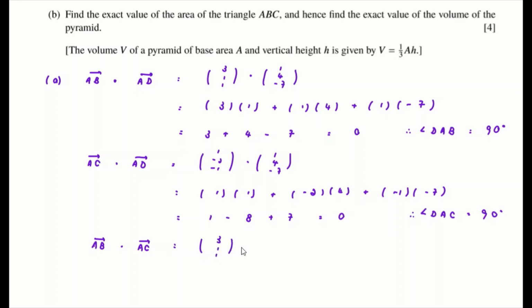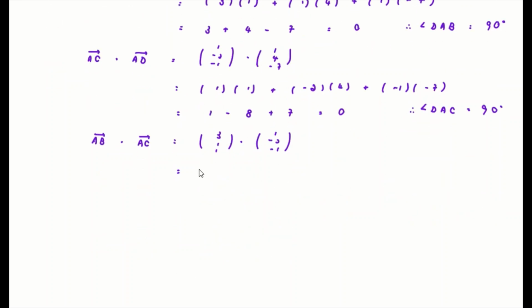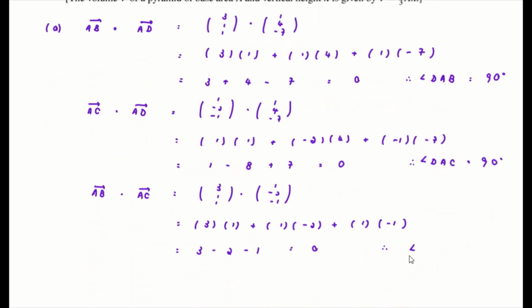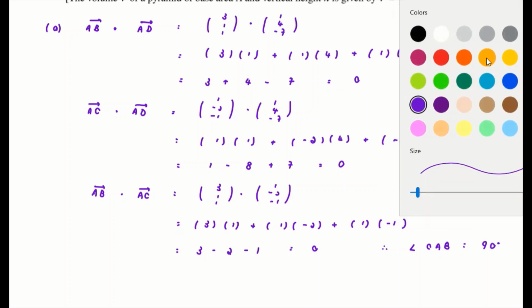AB, AC. So 3, 1, 1 dot 1, -2, -1. We have 3 minus 2 minus 1, and that gives us 0. So in this case, the last one is CAB, so CAB is 90 also. Each of the proofs here will give you B1, which means 3 marks.